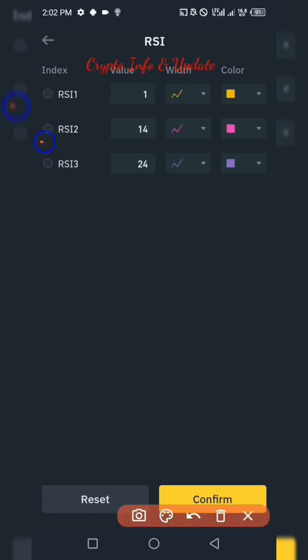for RSI 2, you have to check it. So turn it to yellow. Do you understand? So check that tiny box there beside it. Just check it. All right, so you've activated it. Do you understand? You've activated it, and click on confirm.